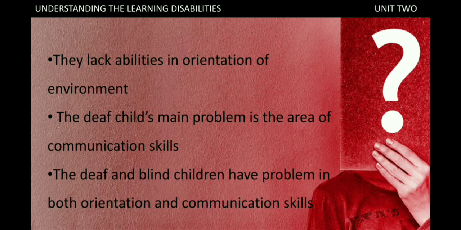One, deaf people will be strong with their orientation skill, but they will be lacking in communication. The blind kid will be lacking in orientation, but their communication will be good. But if a child is deaf and blind, then we have to take care of them very seriously.